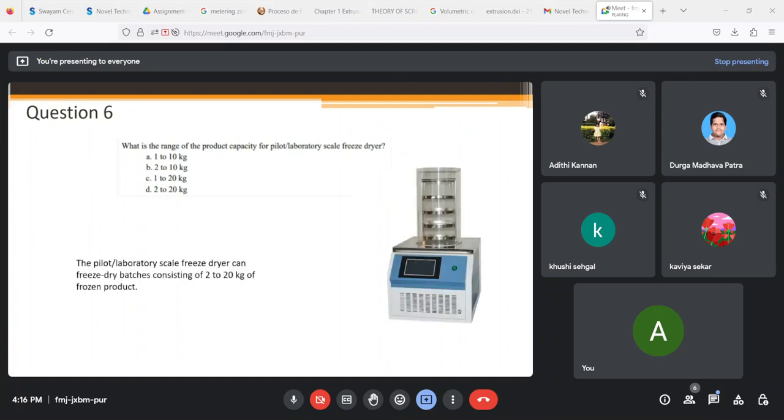Okay, so this is how a pilot scale or laboratory scale freeze dryer looks. Here you can see it's a very small piece of equipment, and you can keep only 2 to 20 kgs of the food product inside. So the moment you want to freeze dry more than 20 kgs, that is when you will move on to the industrial freeze dryers. So the answer is option D. It can hold from 2 to 20 kgs of the frozen product.